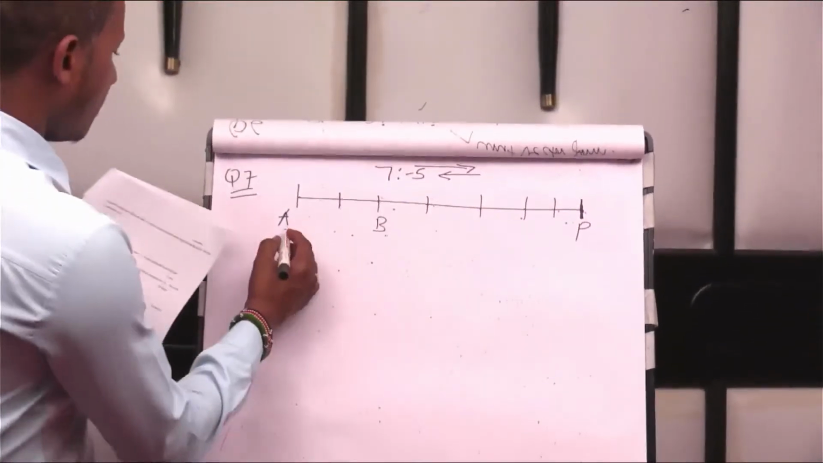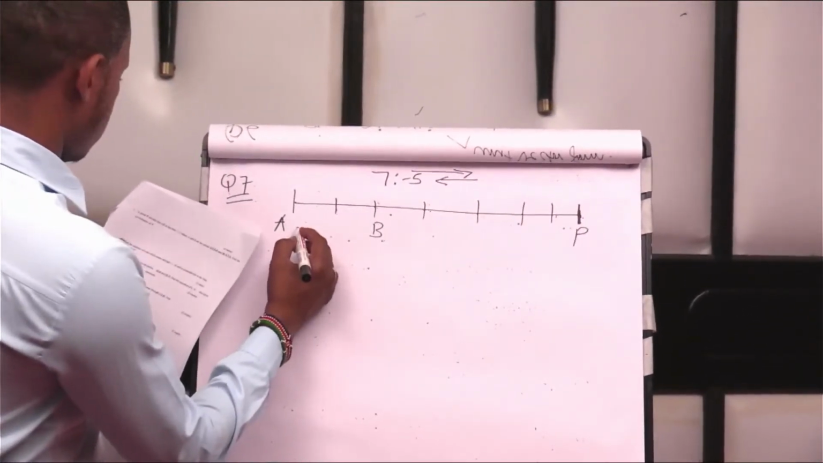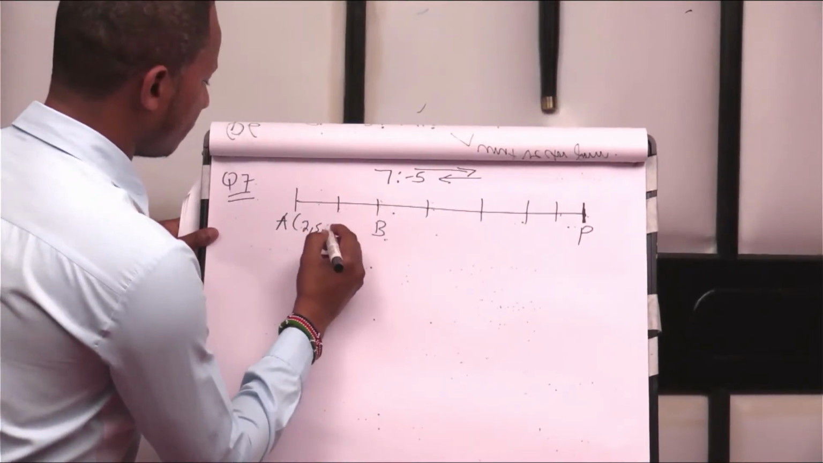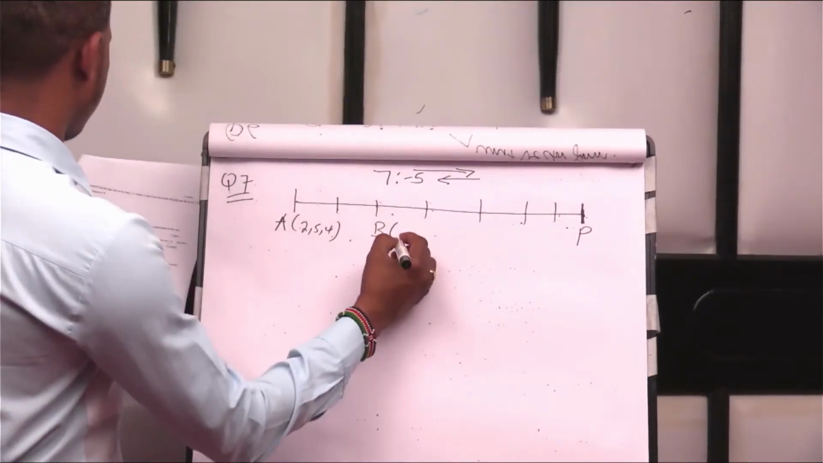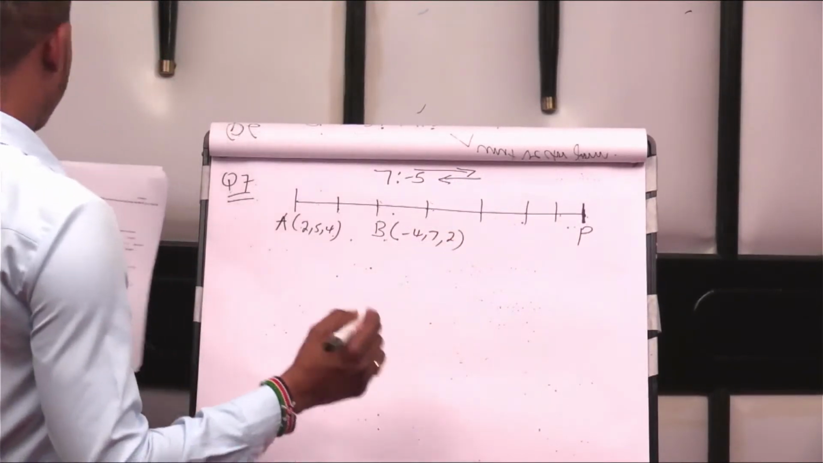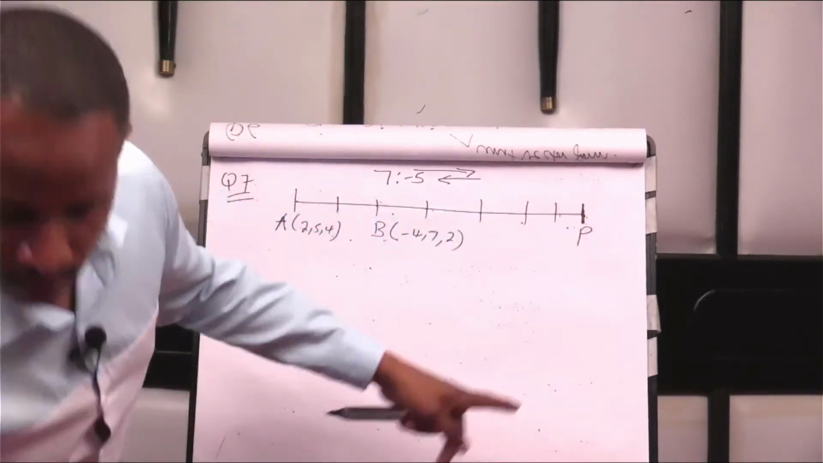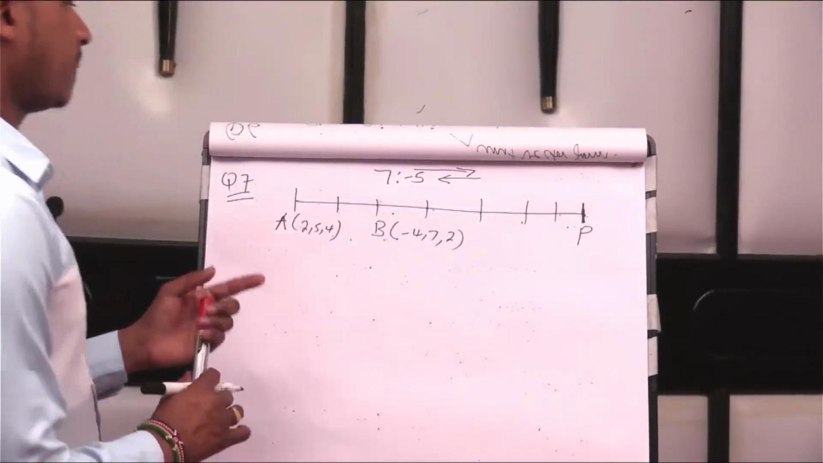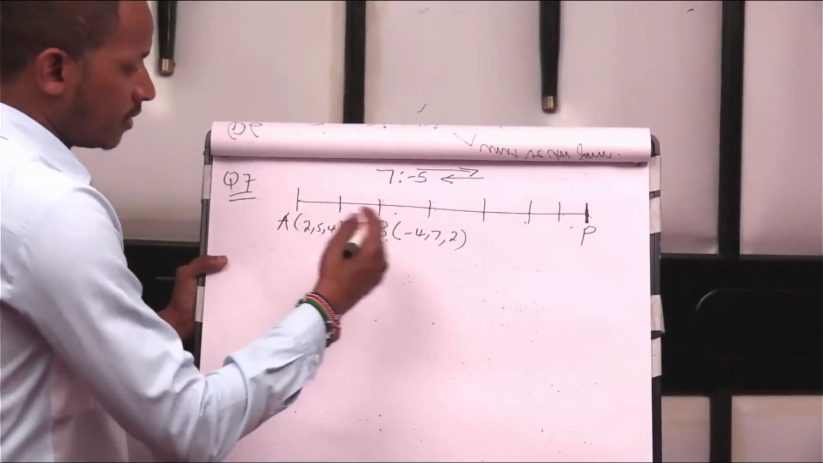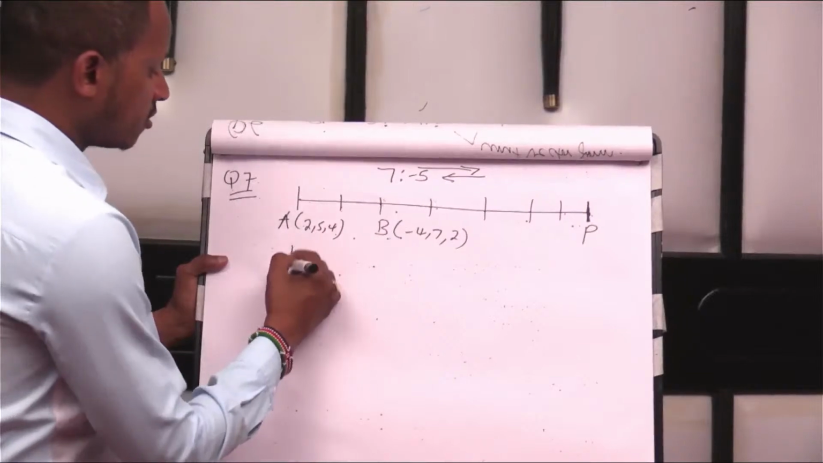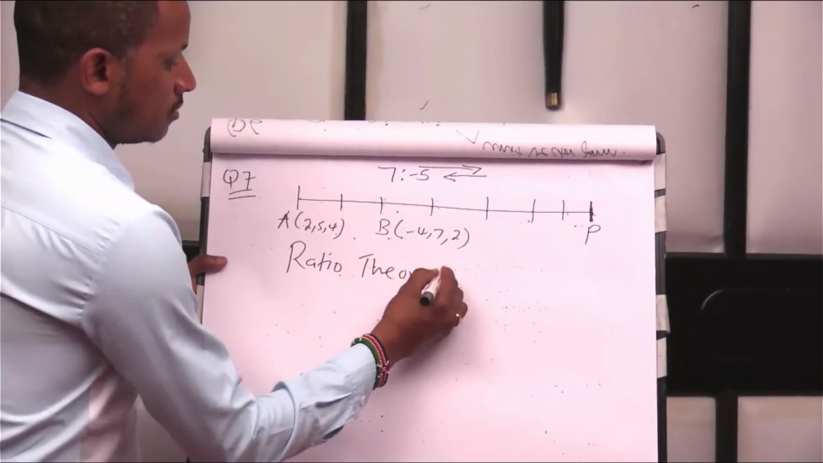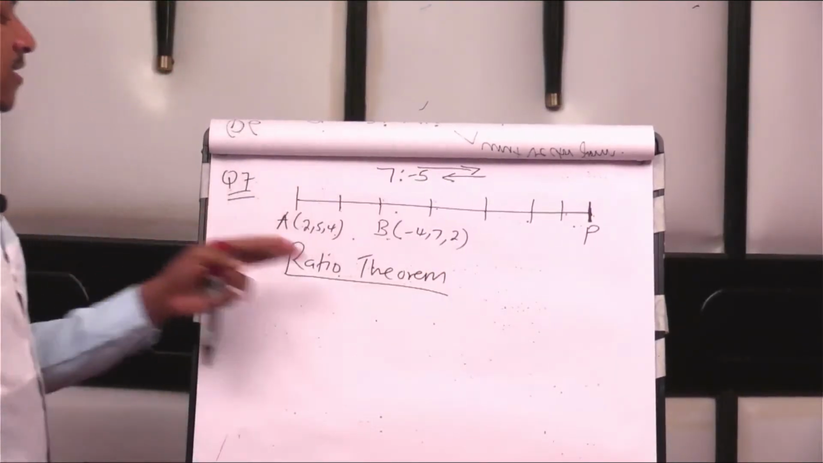So you are given the coordinates of A as (2, 5, 4), while the coordinates of B are (-4, 7, 2). Find the coordinates of P. There are two ways of doing this. The shortest way is what we call the ratio theorem.